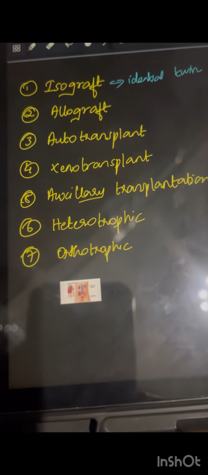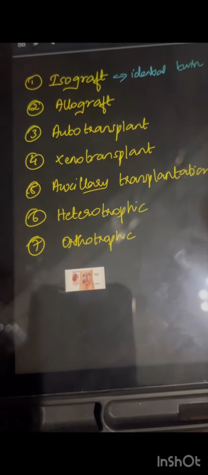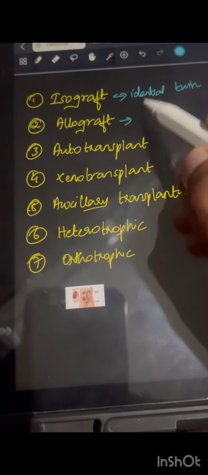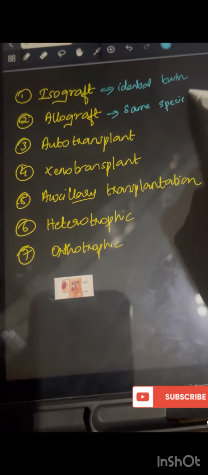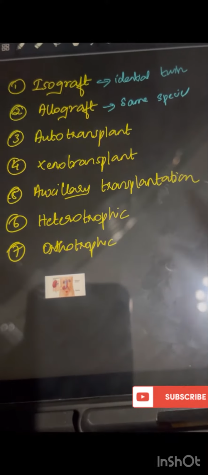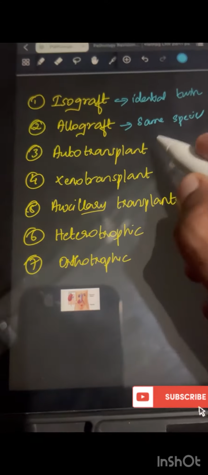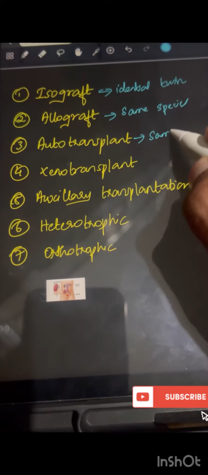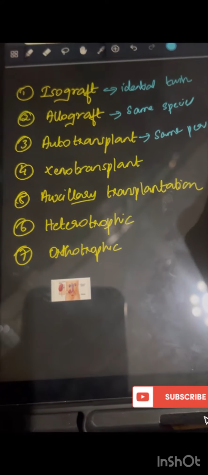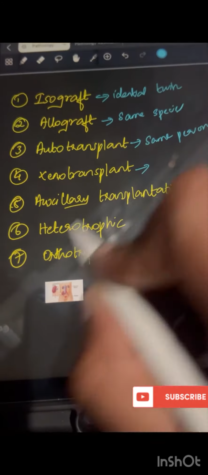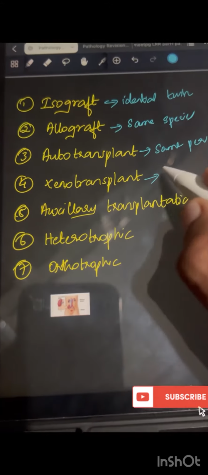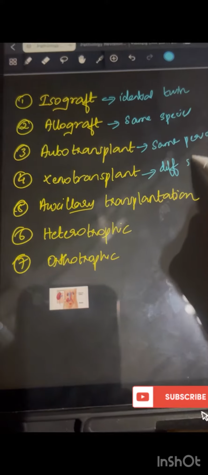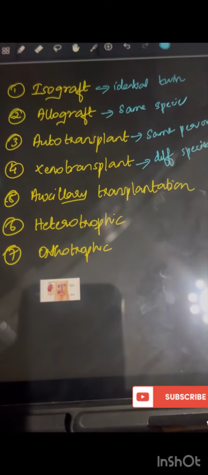What is allograft? Allograft is transfer of cells, tissues and organs within the same species. Transfer of cells, tissues and organs within the same species is called allograft, and autograft if it is within the same person. Then what is xenograft? Xenograft is transfer of cells, tissues or organs in a different species. Different species is called xenograft.